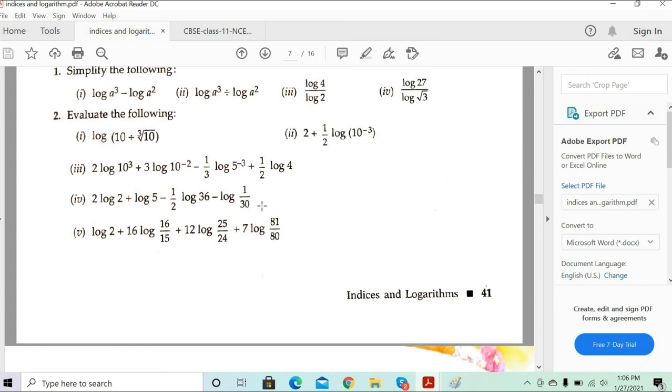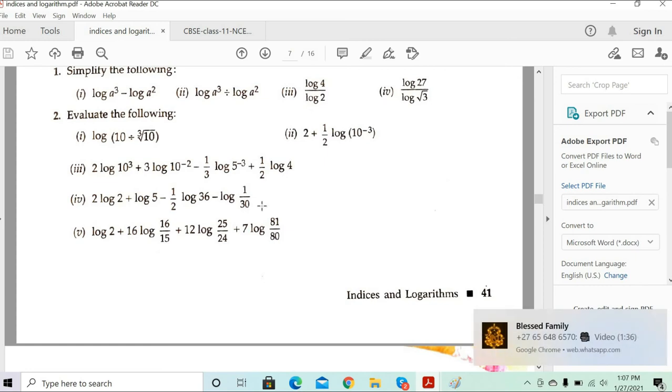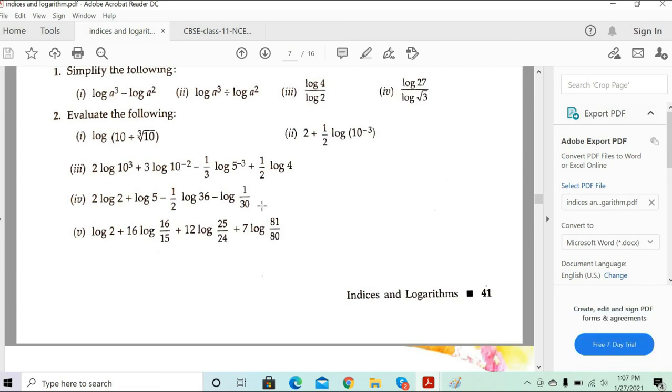So log 1/30 can be written using the division rule, or you can take the 30 power minus 1. So it will become minus 1 log 30. 30 you can just write as 6 into 5, so you can apply the addition rule: log 6 plus log 5. And just check what all things get cancelled and what you can keep. Some things will get cancelled for you. Just try it out.